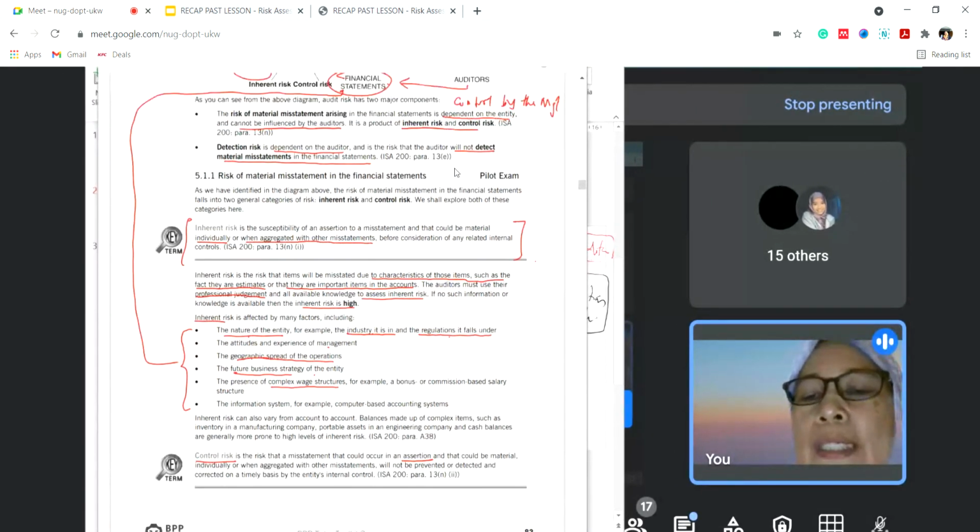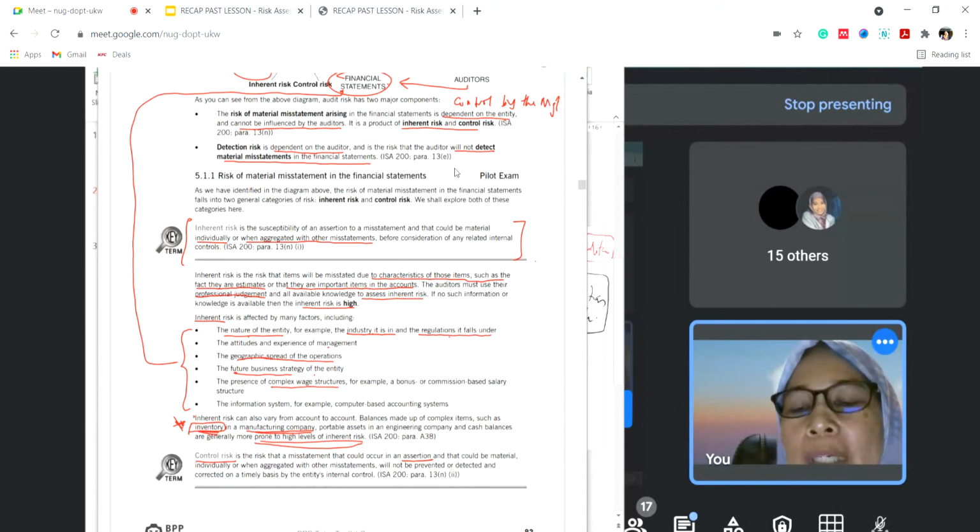Let's say the nature of the entity, we look at an example here. Inherent risk can also vary from account to account. Balances made up of complex items such as inventory. Inventory is a complex item in a manufacturing company. So in a manufacturing company, portable assets in an engineering company, and cash balance are generally prone to a high level of inherent risk. Why does inventory become the item which is prone to a high level of inherent risk?